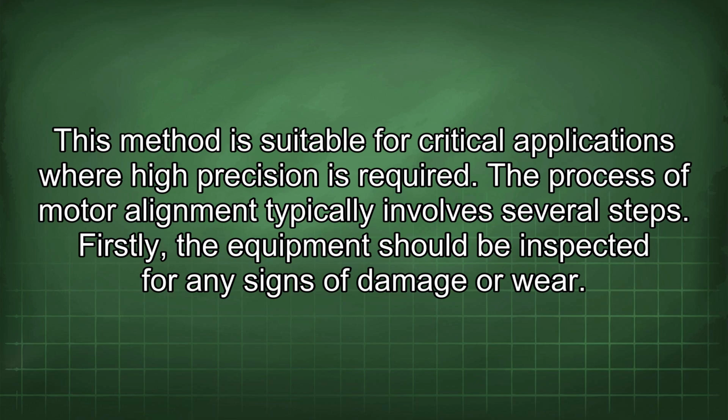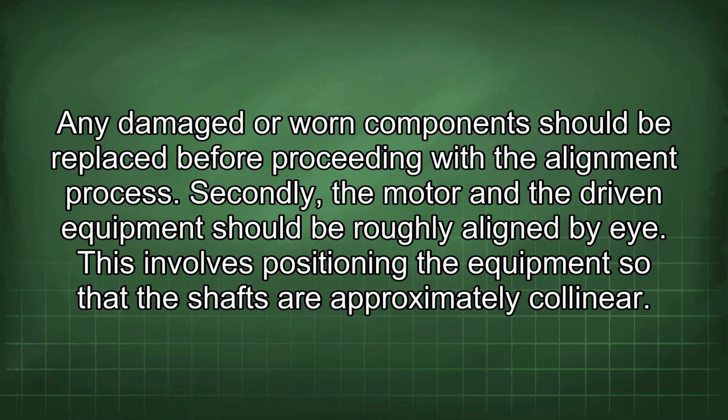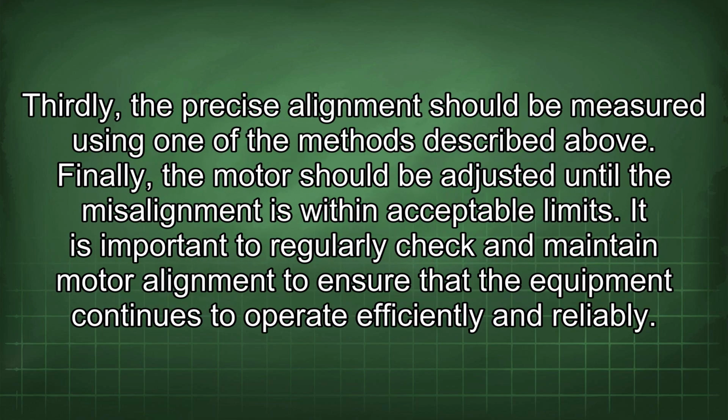The process of motor alignment typically involves several steps. Firstly, the equipment should be inspected for any signs of damage or wear. Any damaged or worn component should be replaced before proceeding with the alignment process. Secondly, the motor and the driven equipment should be roughly aligned by eye. This involves positioning the equipment so that the shafts are approximately collinear. Thirdly, the precise alignment should be measured using one of the methods described above. Finally, the motor should be adjusted until the misalignment is within acceptable limits.